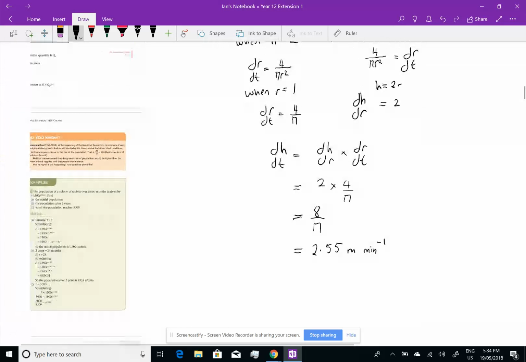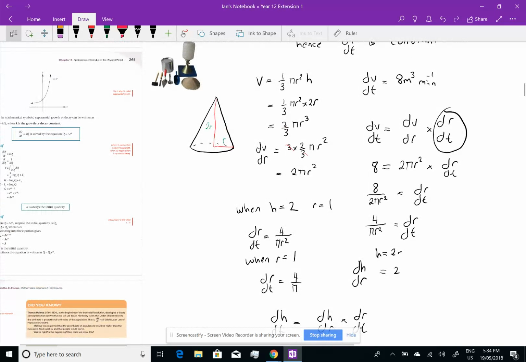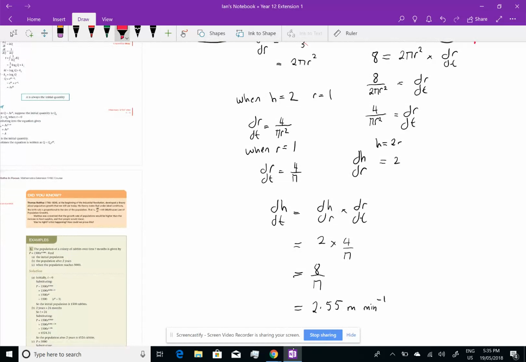Now that was a lot harder. It required a little bit more time and thinking, especially to get dr/dt, and then here again to differentiate h with respect to r.